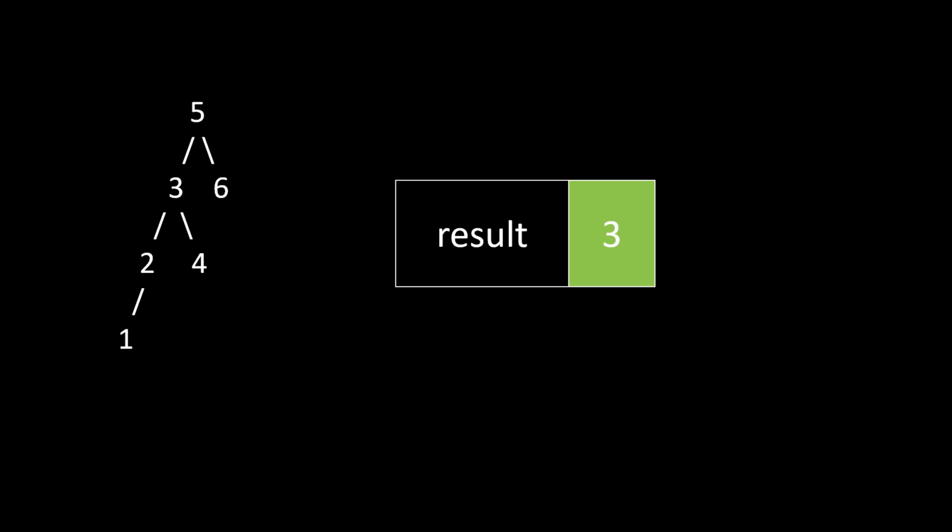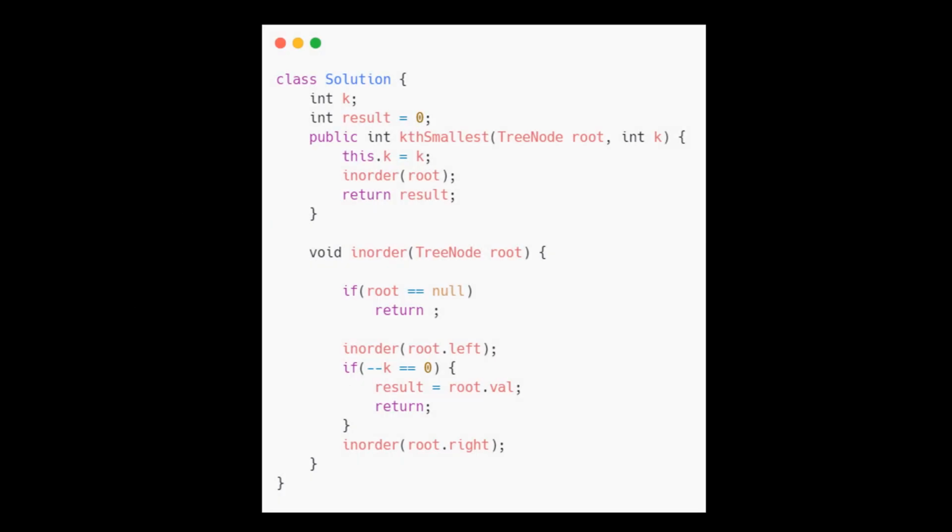Now that we have seen the example, let's see the code. Here is the code for this method. We have initialized two class level variables k and result. In the kthSmallest element method, we update the value of k with the input k value. Then we call the in-order method on its root. After processing is complete, we return the value that is stored in result.